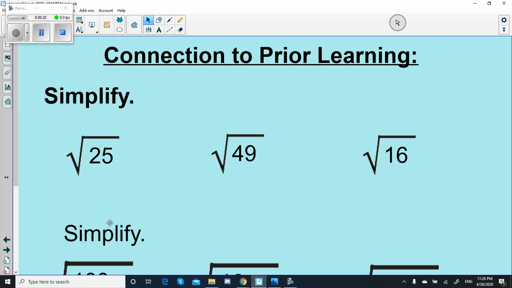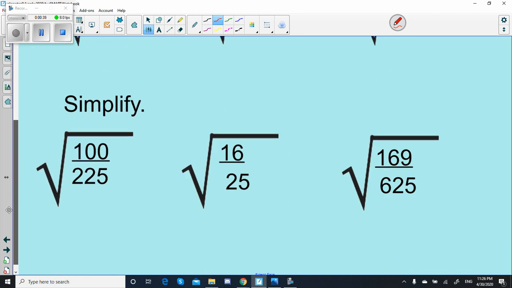Alright, so if you remember your square roots, and remember another word for square root is radical. Square root of 25 is 5 because 5 times 5 equals 25. Square root of 49 is 7, and square root here is 4. Okay, this also works with fractions. You could think of it as the square root of 100 over the square root of 225, so taking the square root of the top and then the bottom as they're both perfect squares.